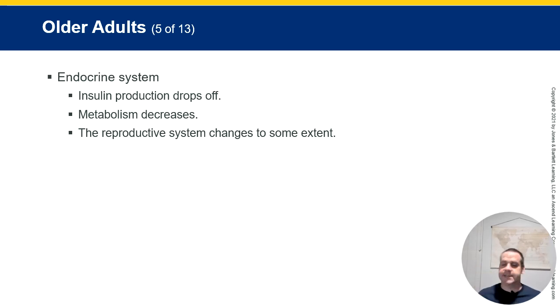Aging also impacts the endocrine system, right? One of the biggest changes is a reduction in insulin production of the pancreas, okay, and a slowing of glucose metabolism. This puts older adults at greater risk of type 2 diabetes or worsening glucose control if they already were diagnosed.